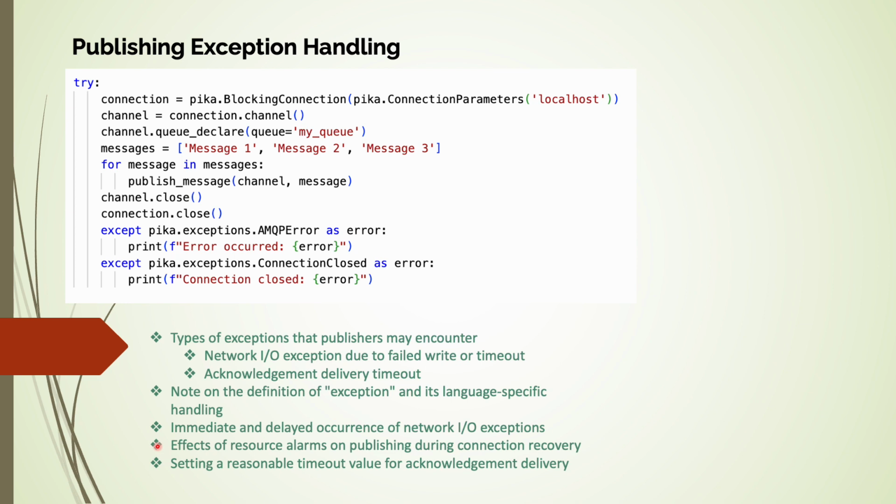Setting a reasonable timeout value for acknowledgement delivery. Developers have the flexibility to set a timeout value for acknowledgement delivery. It is crucial to choose a reasonable timeout value that suits the requirements of the application. The timeout value should not be lower than the effective heartbeat timeout to allow sufficient time for acknowledgments to be received. Note that the specific implementation and handling of exceptions may vary depending on the programming language and client library used. It is recommended to refer to the documentation and guidelines provided by the respective client library for more detailed information.